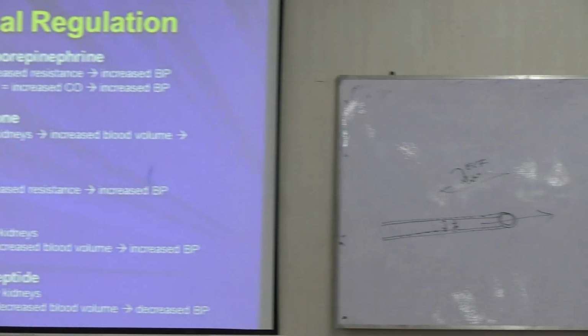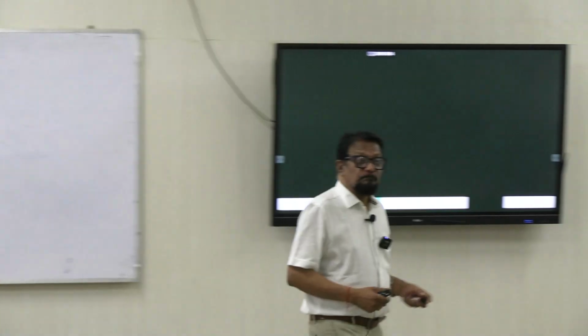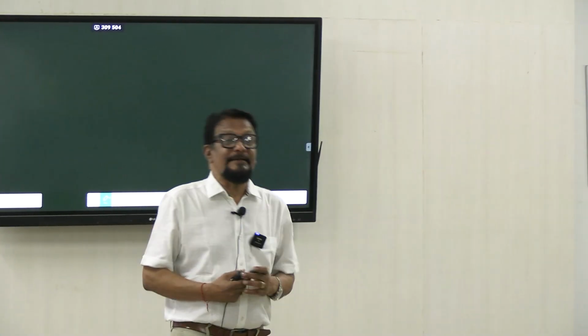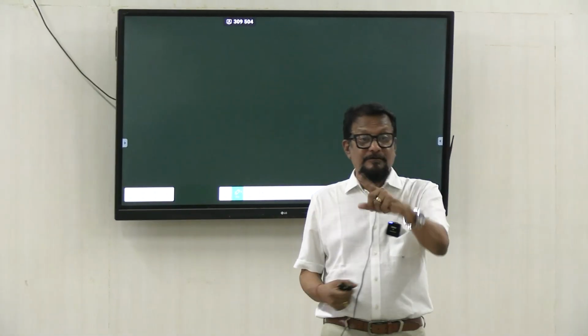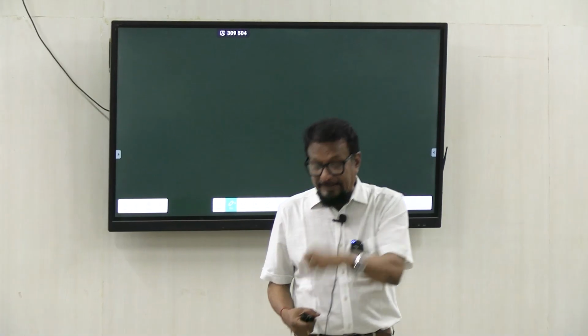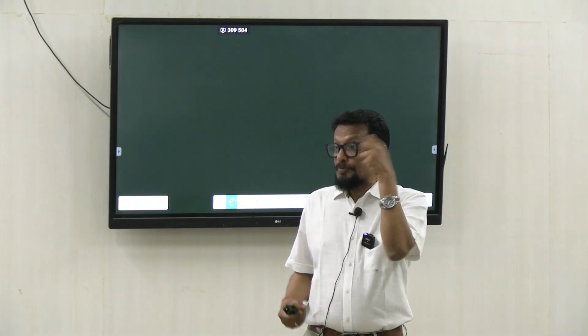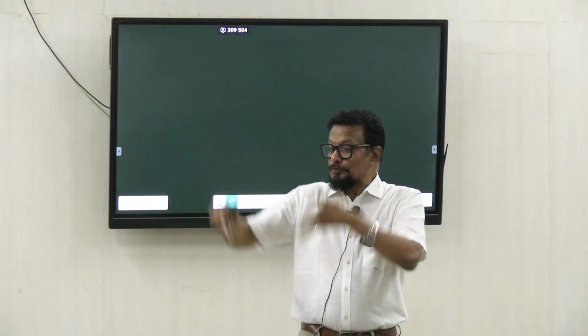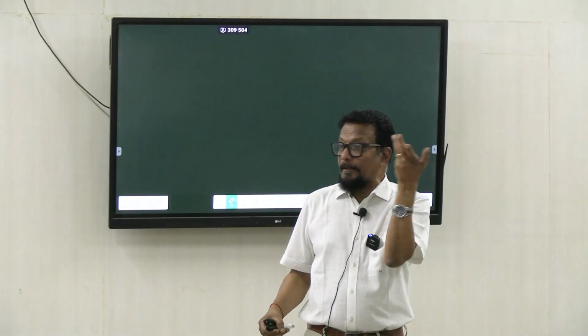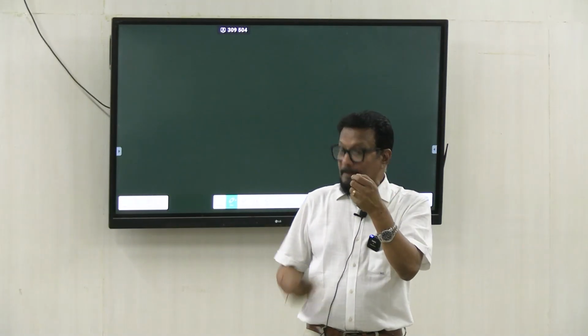Okay, so aldosterone also can increase the blood pressure. How? Aldosterone's main function is to increase the sodium absorption from the renal tubule. So more sodium will be absorbed into the blood.